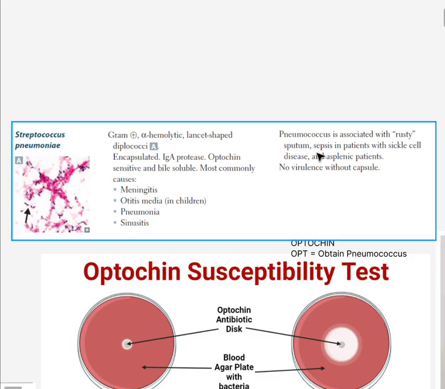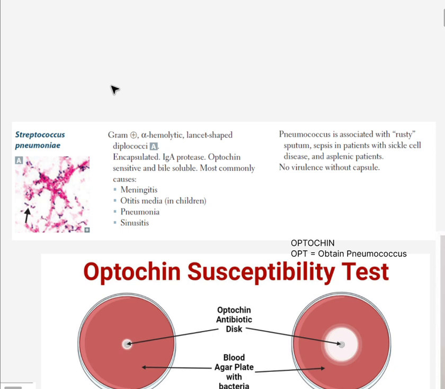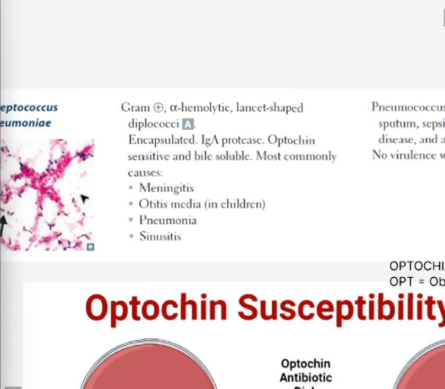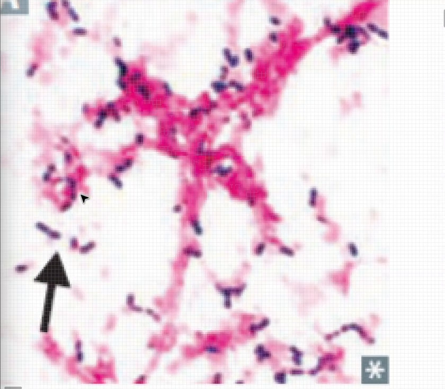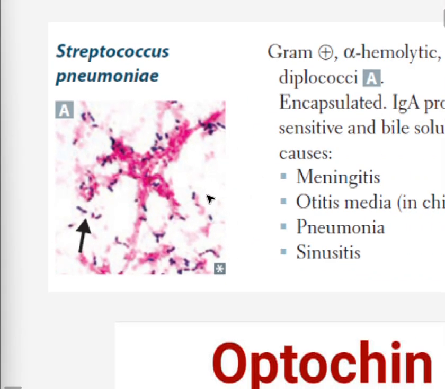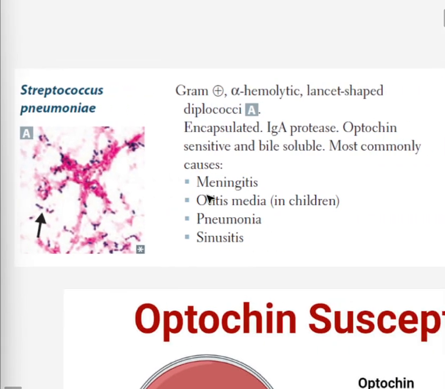Now let's go to the slides and try to understand what Strep pneumoniae is. What we saw about pneumoniae was that it was basically lancet-shaped, spear-shaped diplococci. Can we see that here? So it's a bit spear-shaped, lancet-shaped diplococci. Lancet is basically a spear.